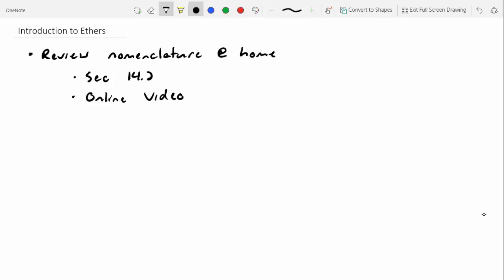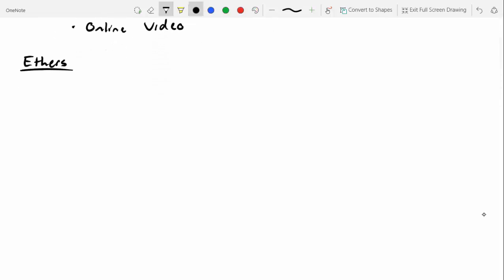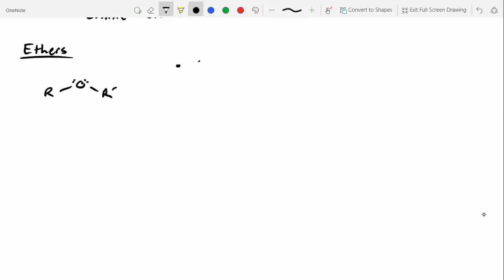All right, so let's just do a basic intro to ethers. All right, the functional group for an ether is always going to be an oxygen in between two alkyl groups. Remember that R group that I'm showing just means it's some sort of hydrocarbon, usually an alkane coming off of there. Oftentimes those R groups are identical, so you could have something like diethyl ether where you've got two ethyl groups that are covalently bonded to that oxygen. And one really nice thing with ethers is that they can be H-bond acceptors.